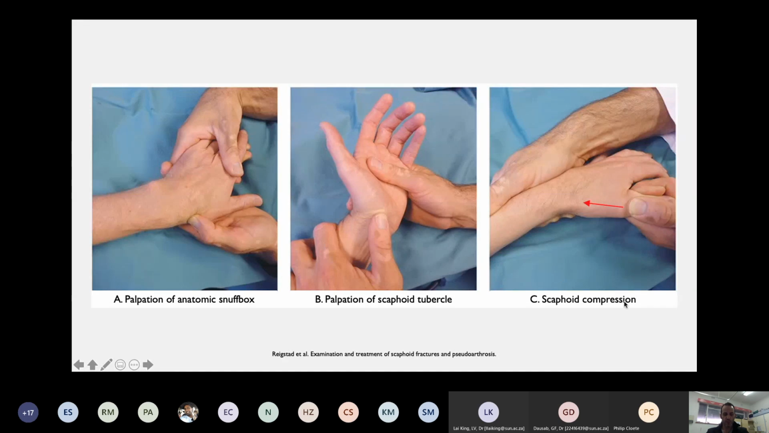And then scaphoid compression is when the examiner holds the patient's thumb in their hand and, with the thumb slightly abducted, compresses the first metacarpal against the scaphoid. And if you have tenderness of the scaphoid, that's more specific for a scaphoid injury. Just remember, if they've got a metacarpal fracture of their thumb, then that's going to give you a false positive.